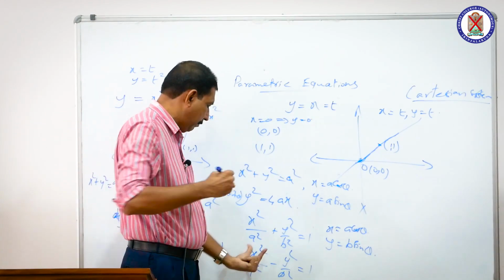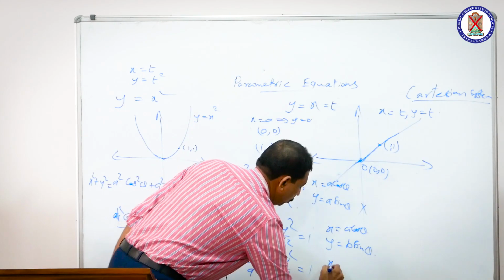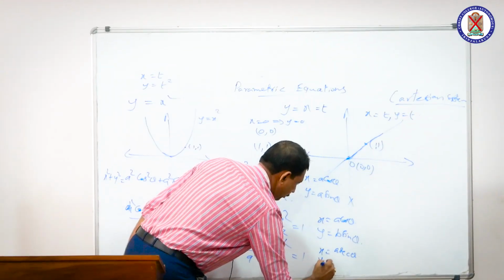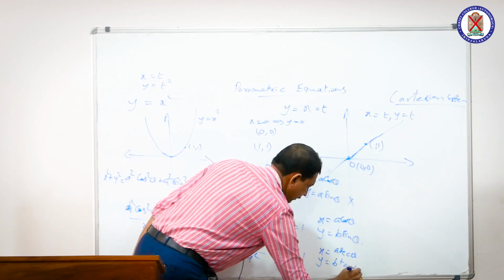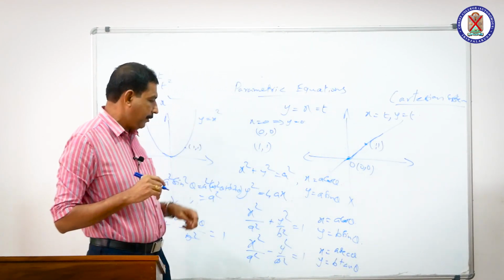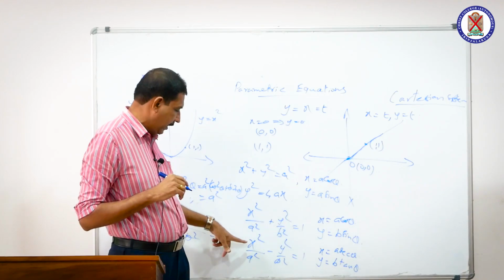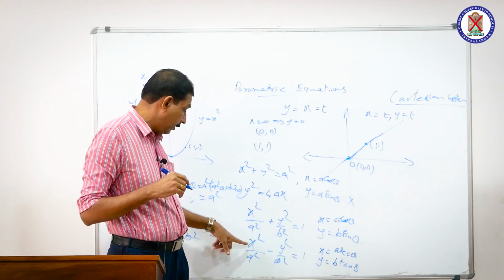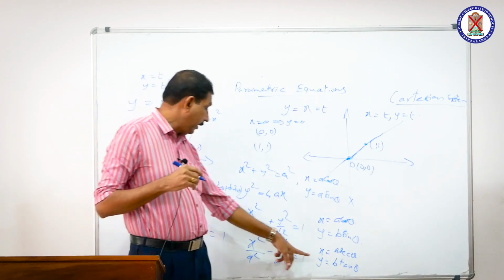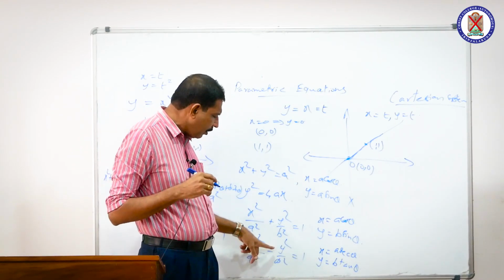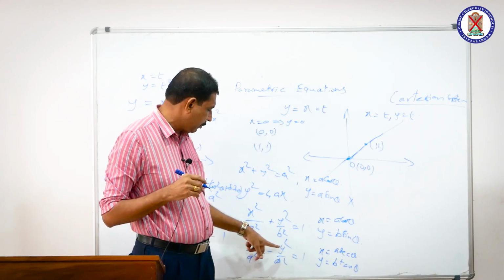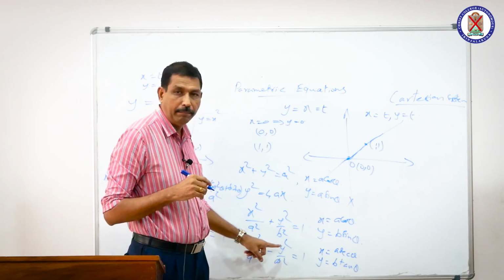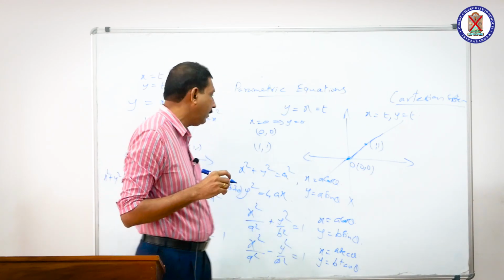Further, in this example, put x equal to a sec theta, y equal to b tan theta. If you substitute x equal to a sec theta here, we have a square sec square theta by a square, that cancels, we will get sec square theta. Here we substitute y equal to b tan theta, therefore b square tan square theta by b square, that is tan square theta. sec square theta minus tan square theta is equal to 1.